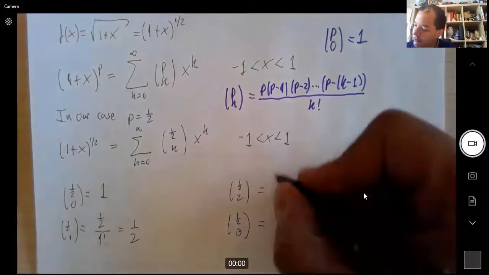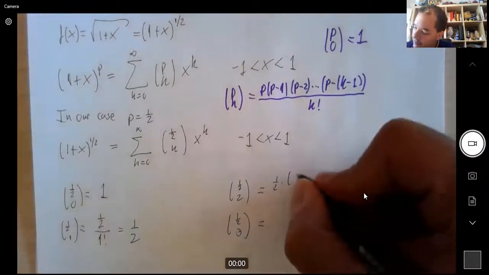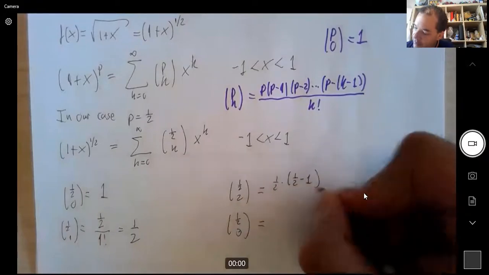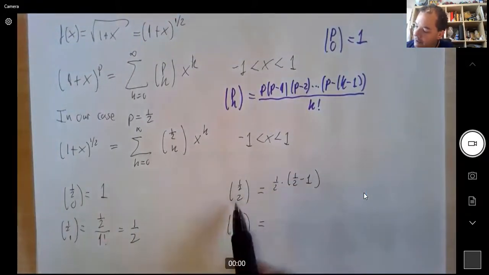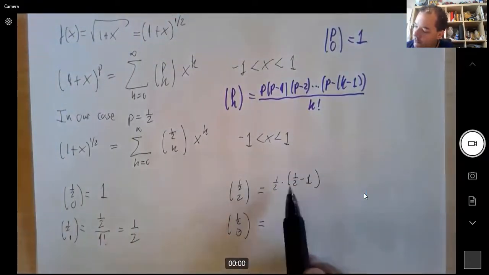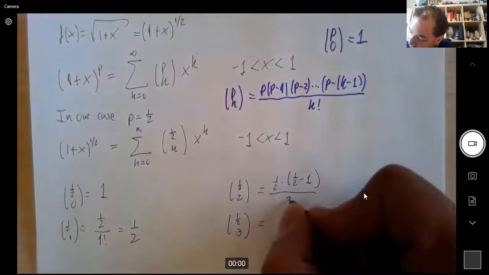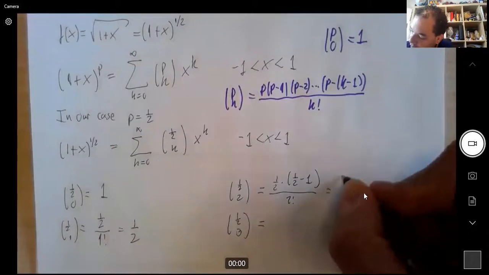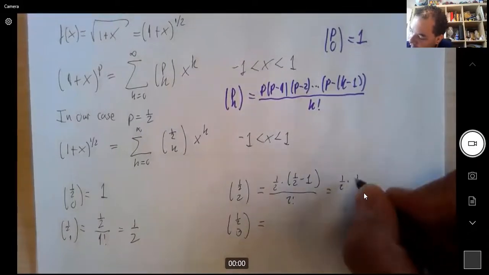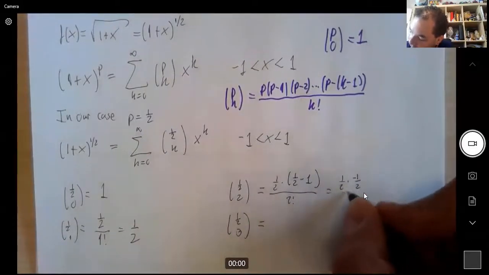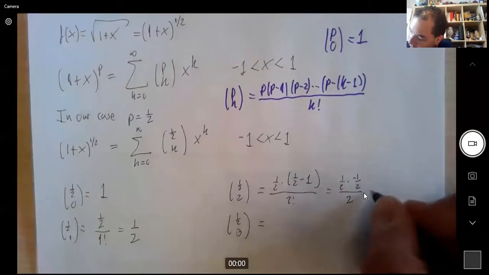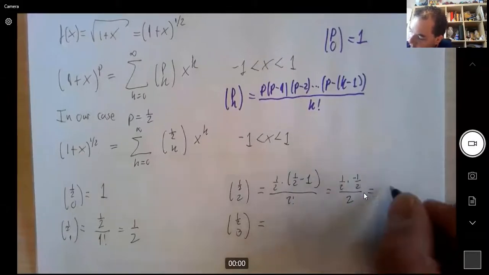1/2 choose 2. Well, that's going to be 1/2 times 1/2 minus 1. Remember, you do 1 less. So if this is 2, you stop when it's 1/2 minus 1. Divided by 2 factorial. So that's 1/2 times -1/2 divided by 2. So this is -1/4 divided by 2. That's -1/8.